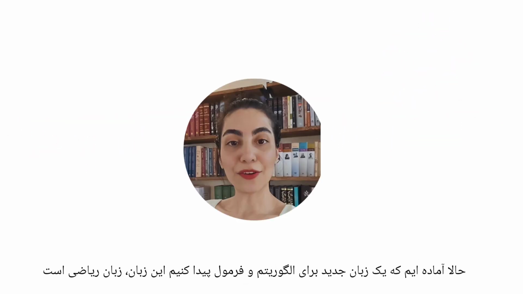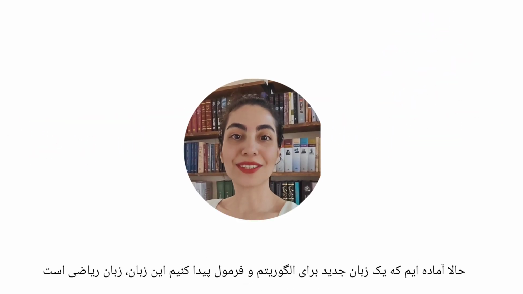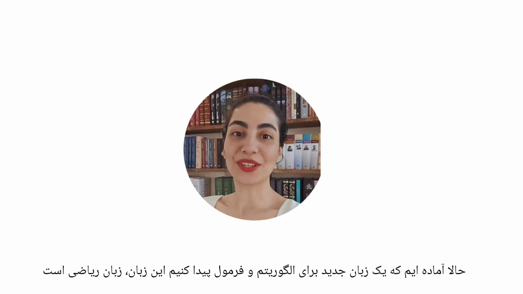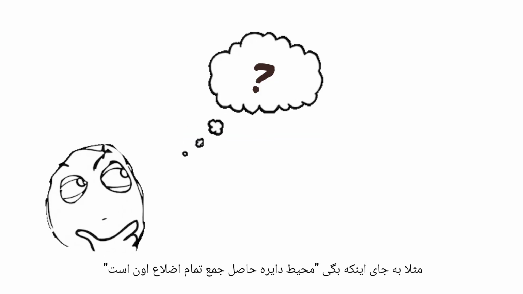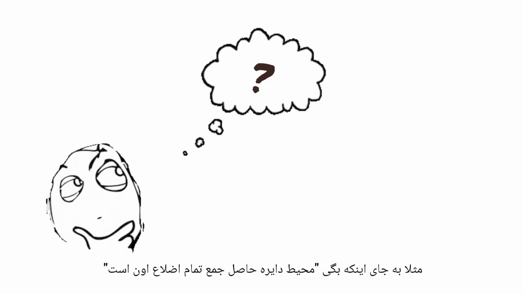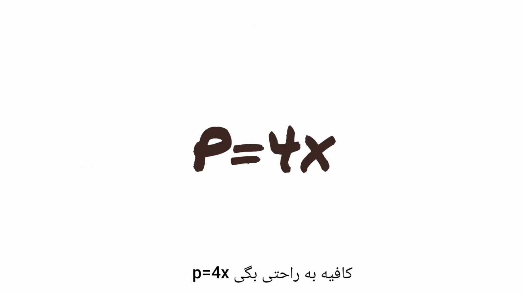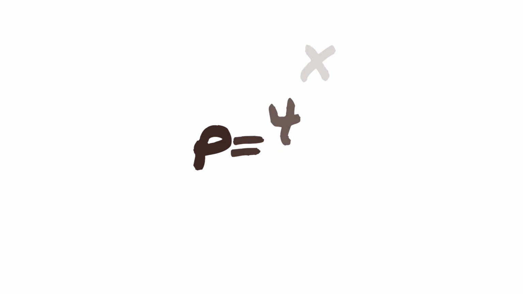Now we require a fresh language to discuss algorithms, formulas, and logic. This language belongs to mathematics. For instance, instead of stating that the perimeter of a square is obtained by adding all its sides, we simply say p equals 4x. Now it's your turn to find a formula for a rectangular perimeter, given that the longer side is x and the shorter side is y.